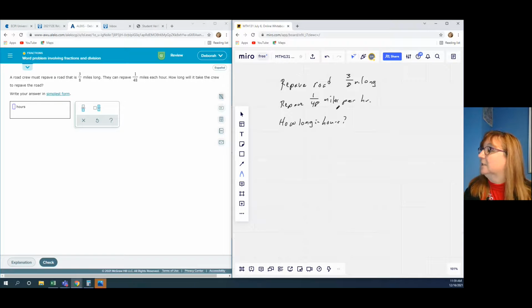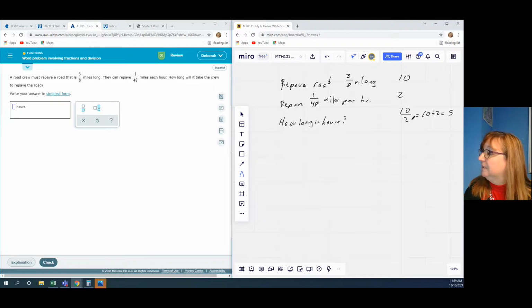Okay, so I'm going to show you two ways to do it. First of all, we're going to change these numbers, and I like to use 10 and 2 the most. So say they're going to repave a road that is 10 miles long, and they can repave 2 miles per hour. How long will it take them to repave the road? If the road is 10 miles long and they repave 2 miles per hour, it will take them 10 divided by 2, which is 5 hours, right?